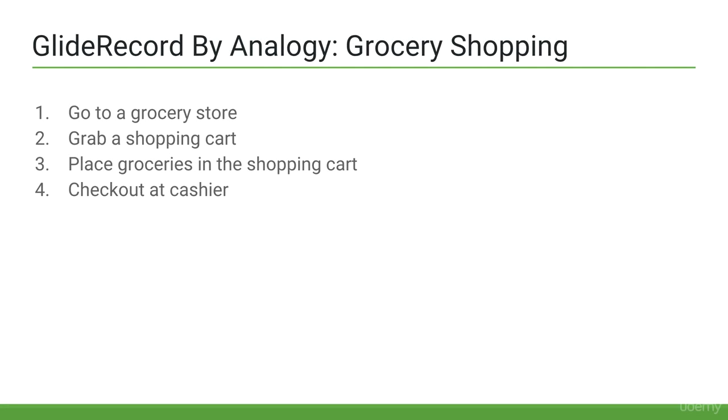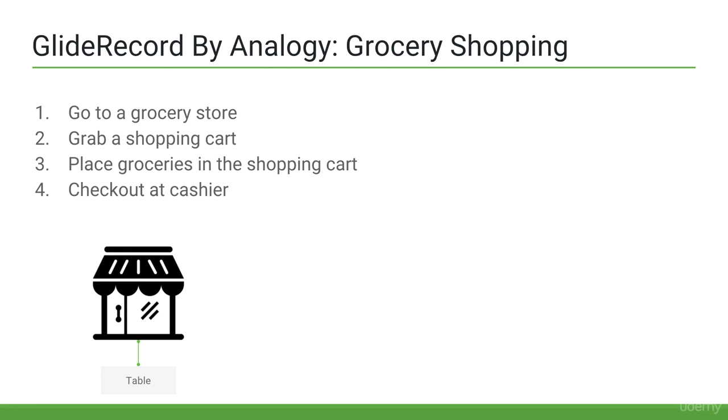Alright, now let's take a step back and I'll provide a very simple analogy for GlideRecord. And this analogy will be buying groceries at a grocery store. And the process is as follows. First, we'll select which grocery store we'd like to go to. This can be analogous to selecting a database table to query. Second, we'll grab a shopping cart in the store. The cart can be thought of as the GlideRecord object.